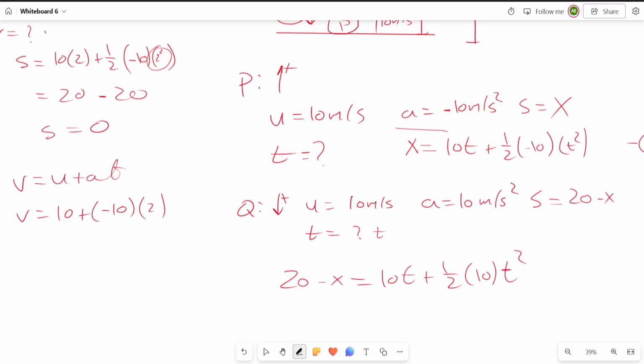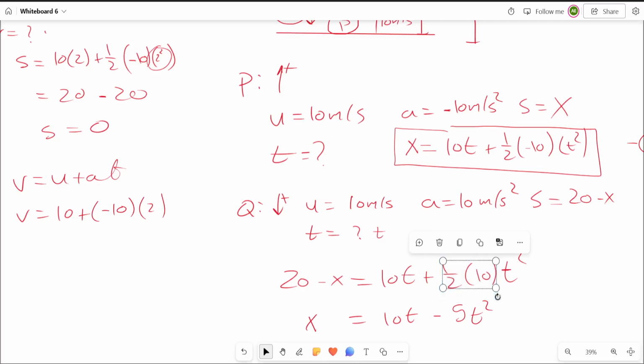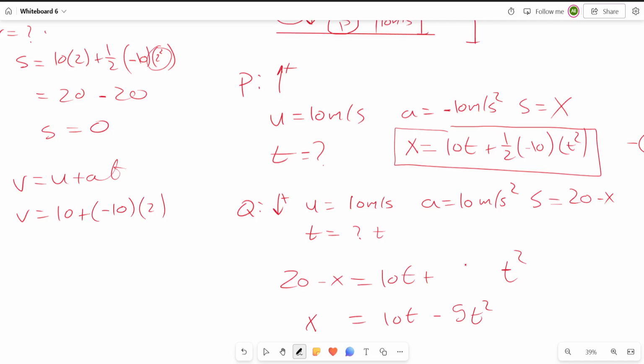So let me put these under each other to see what's happening. So I have x equals 10t. Half times negative 10 is basically minus 5t squared. And this over here, I can rewrite as half times 10, which is basically 5. So this is 5t squared.